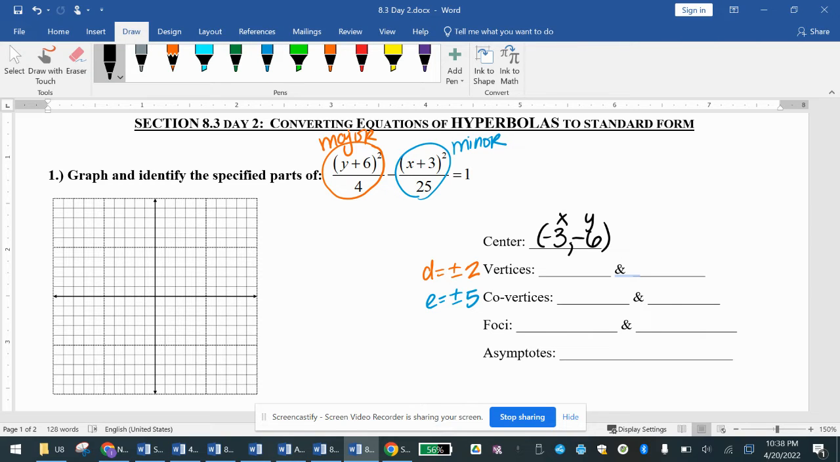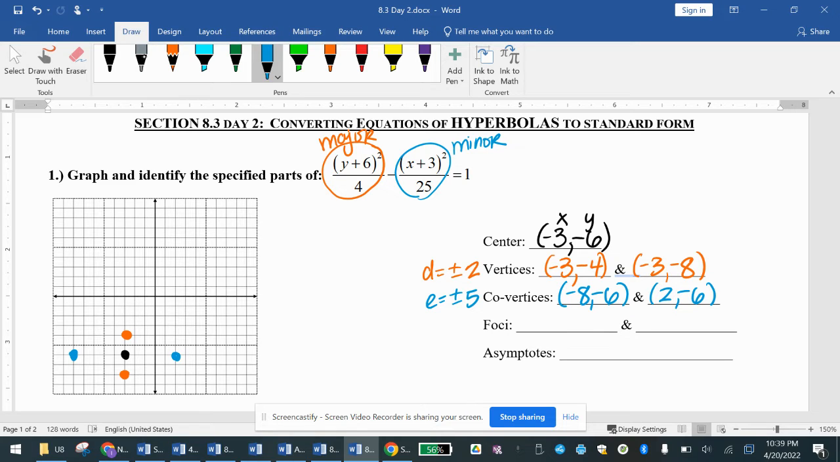Okay, so -3, -6 is over here. That's the center. Then I'm going to go 2 spaces up and 2 spaces down. Remember, those are your vertices. So that's -3, -4, and -3, -8. Okay, I'm also from the center going to go 5 units left and right. Those are my covertices. So you should land at -8, -6, and 2, -6.